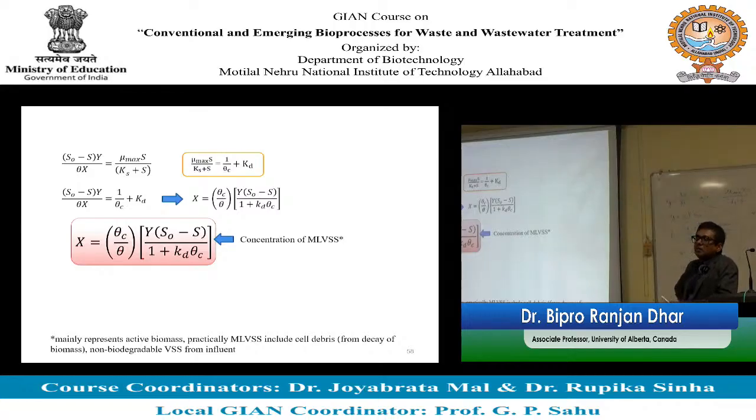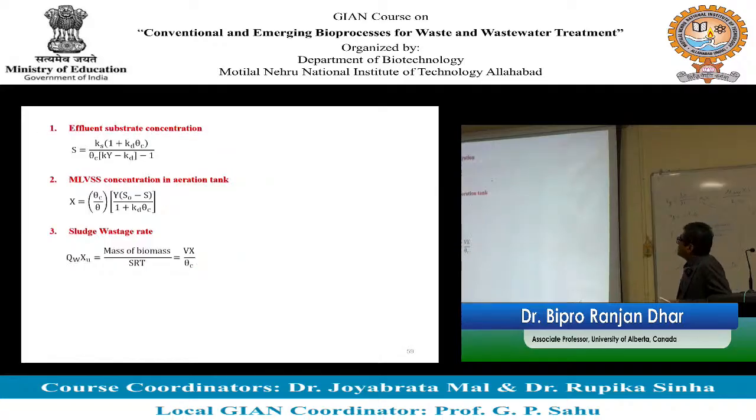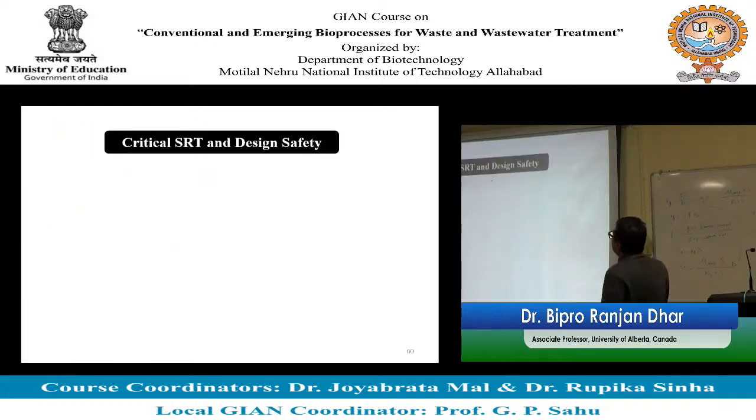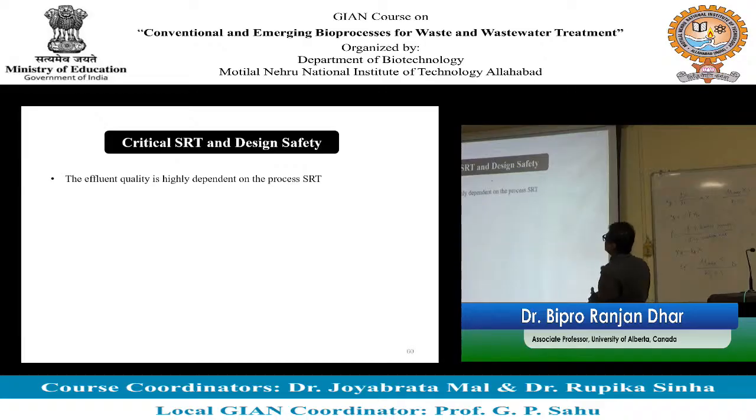because of other components. So now we have two equations that we just derived, and we already have this equation from before, sludge wastage rate. We had 4 objectives. What was the final objective? We also wanted to see the safety factor in our design. So critical SRT and design safety factor is actually a very important thing when we design any kind of biological process, not necessarily just the activated sludge process.